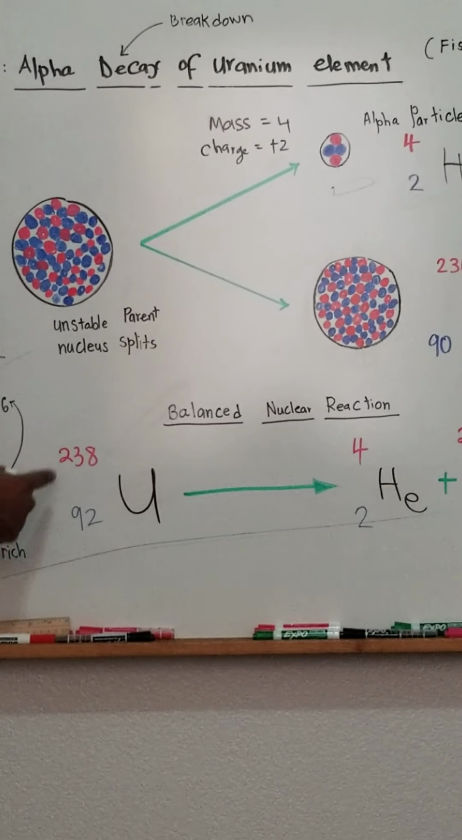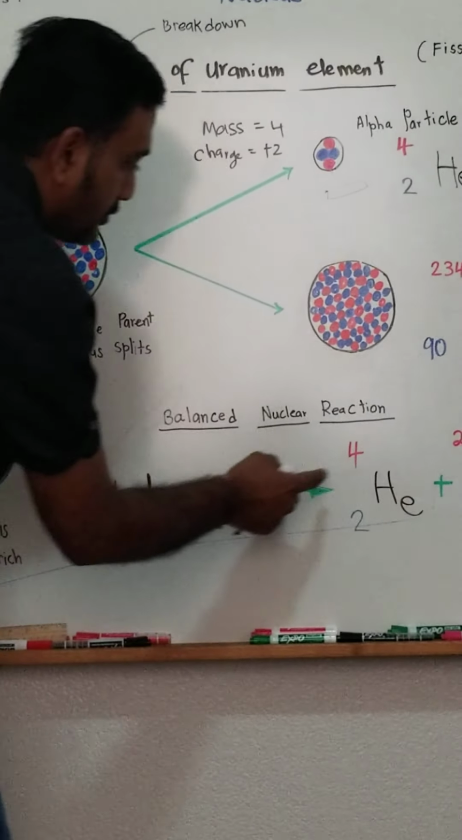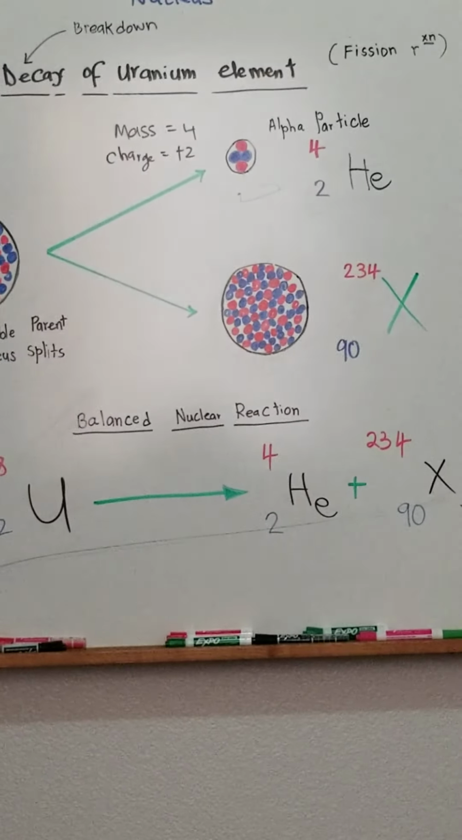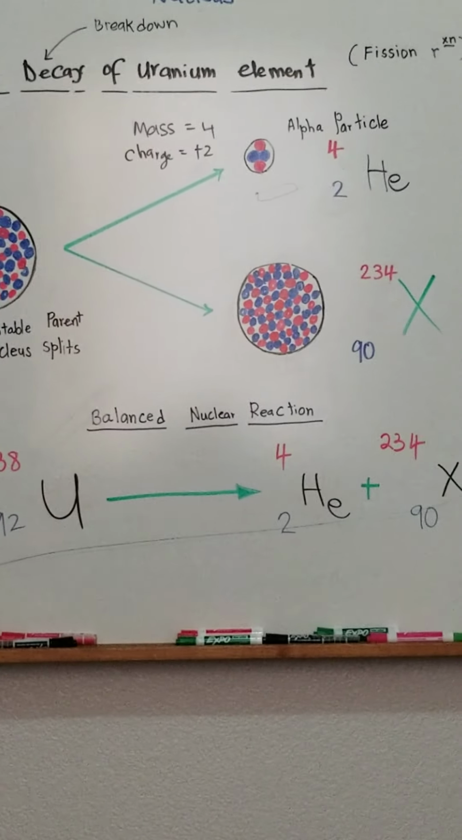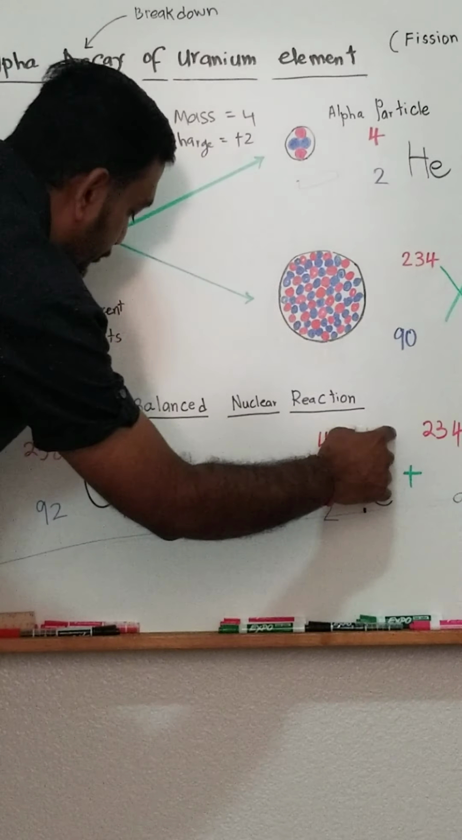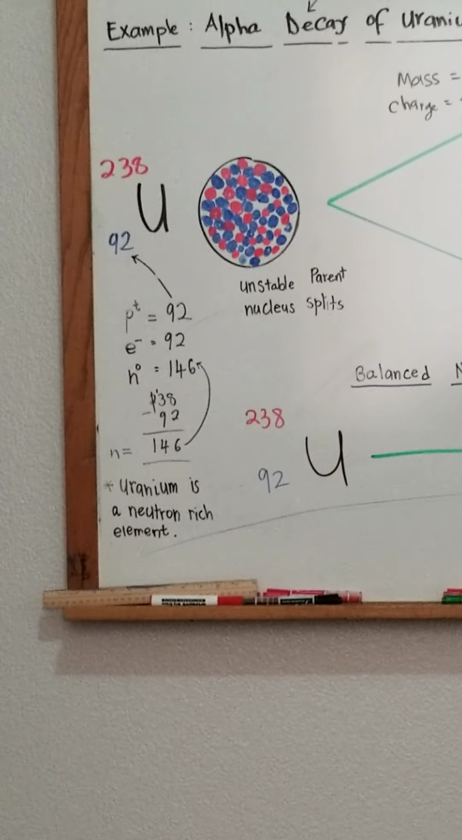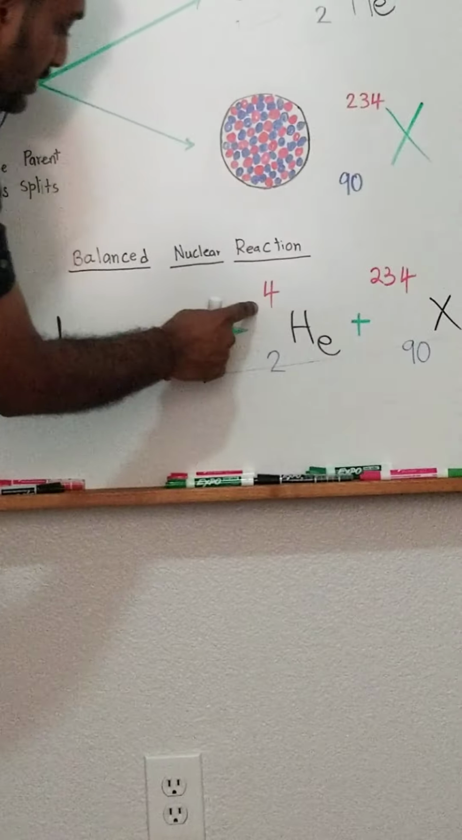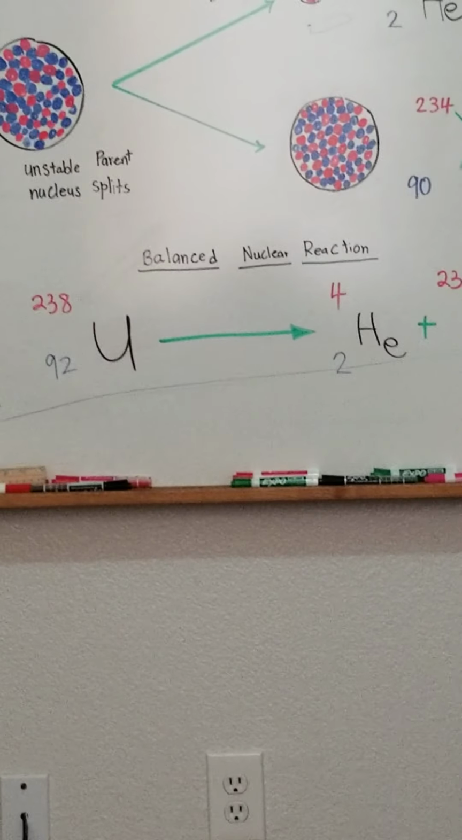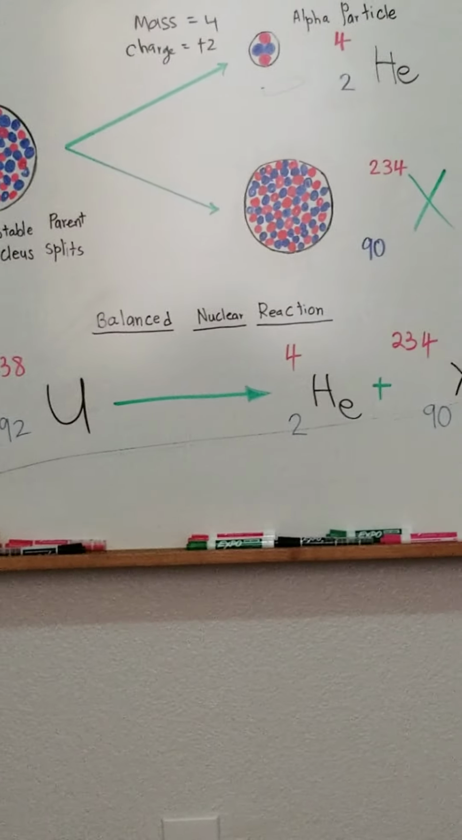The mass number: uranium had 238 particles inside the nucleus and it spit out 4. The number I would add to 4 to get me 238 back is 234. So 234 plus 4 gets me 238 back. So uranium splits into helium and this element X we are going to try to find out very soon.